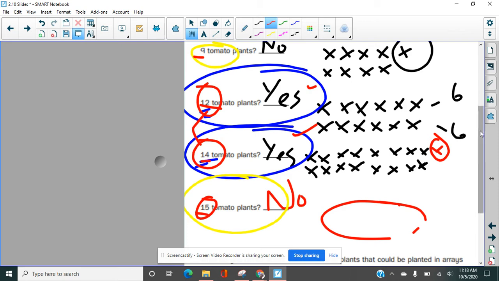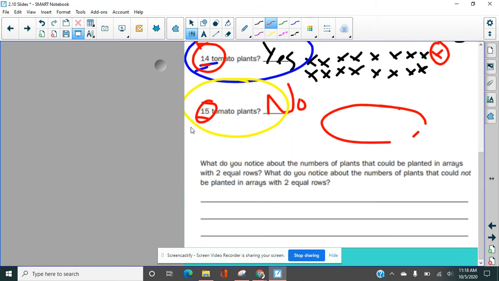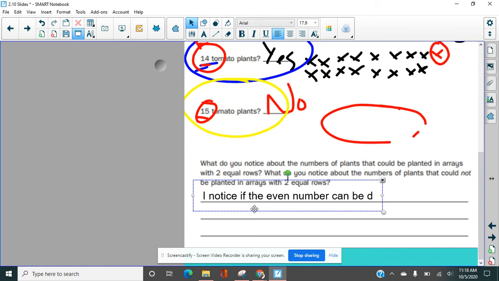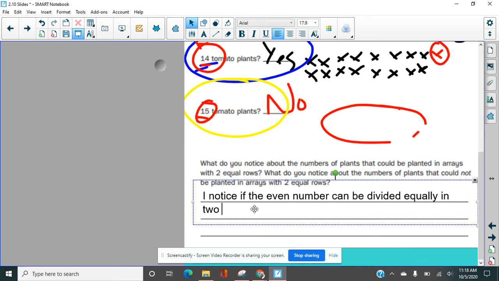So let's go down here. We're going to write our sentence here. What do you notice about the number of plants? Well, if it says, what do you notice? We need to write, I notice. Ooh, look how big that is. I notice that the even numbers can be divided, and I'll pause this in a moment so you can catch up, equally in two rows. The odd number.